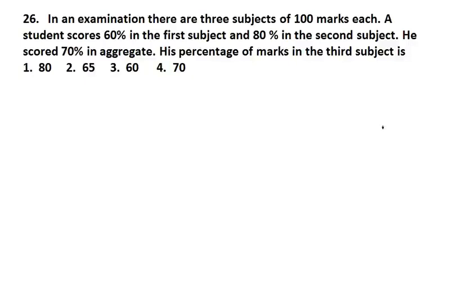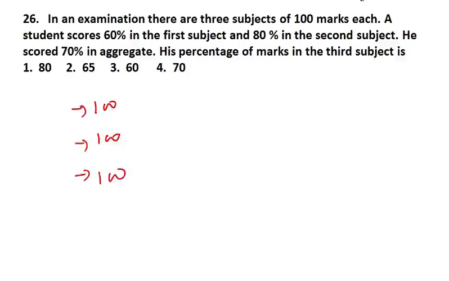Question number 26. In an examination, there are 3 subjects of 100 marks each. A student scored 60% in the first subject and 80% in the second subject. Okay, he scored 70% in all. Overall, he scored 70%. What is his percentage of marks in the third subject? Look guys, here it is saying there are 3 subjects, means 3 subjects of 100 marks each. All are 100 marks.